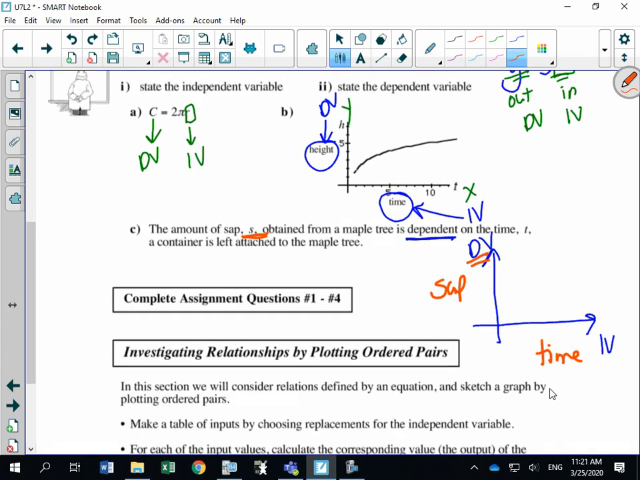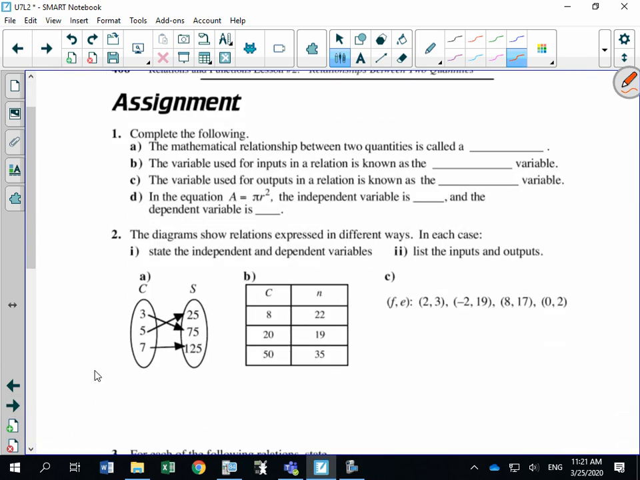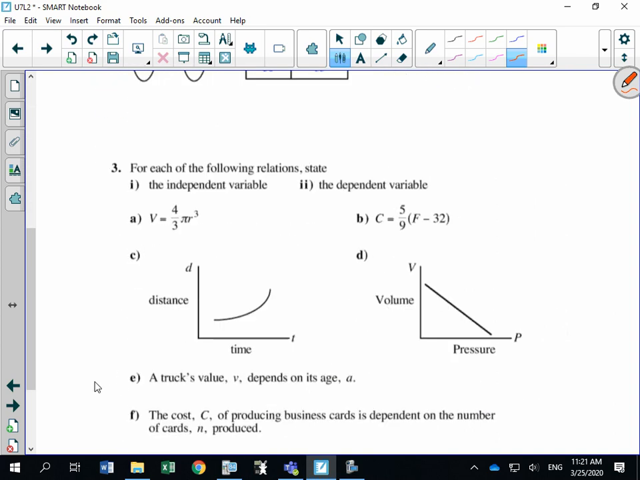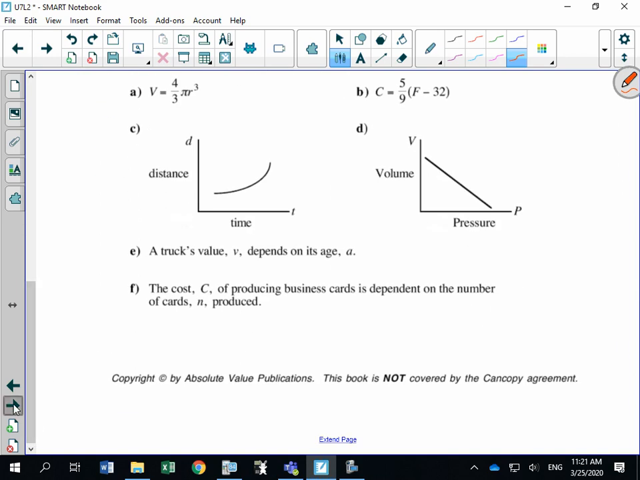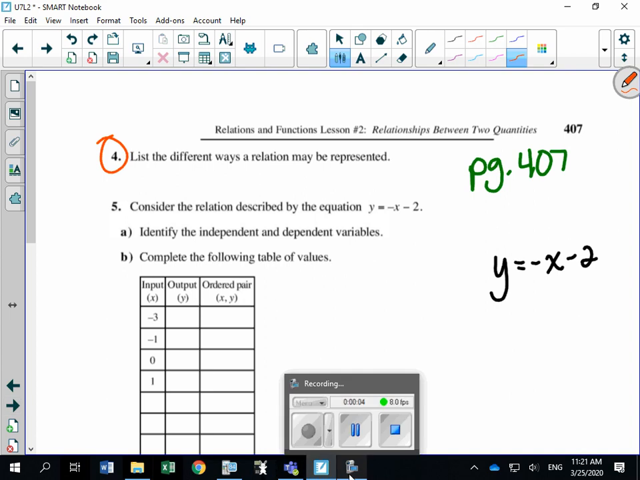For homework, I want you to do questions 1 to 4. So question 1, 2, 3, and 4. And then when you're done that, you could upload part 2 and finish off this lesson, which has one more part to it.